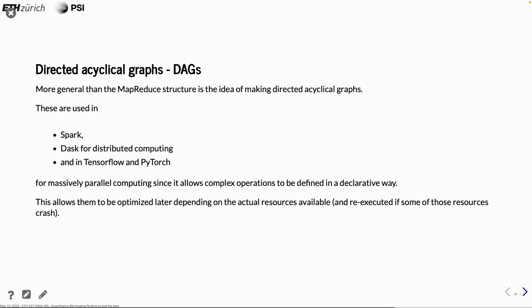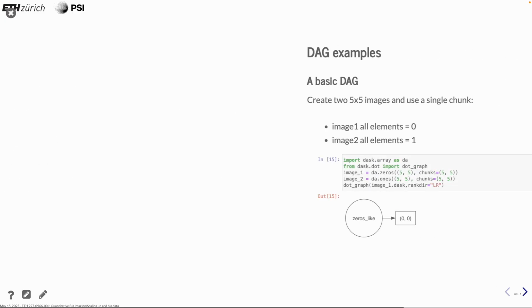So looking at it, we are going to work with these directed acyclic graphs, and we have that implemented in Spark, Dask, and even in TensorFlow and PyTorch, and that supports massive computing. Here's a list of different resources that can be used, so you have to decide which one is better. I actually don't have a top 10 list of which one to recommend.